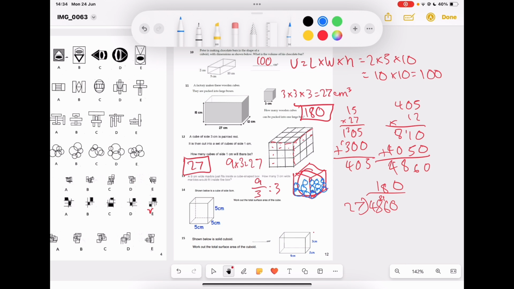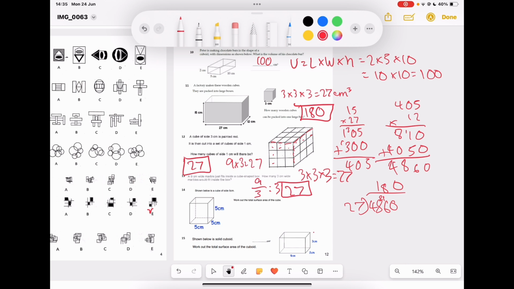eventually what you get is, well, you'll have something like this, where you have your 27 marbles basically, because, I'll just rub this out, because you have 3 marbles on the width, 3 on the length, and then 3 on the height, which is 27. So the answer will be 27.